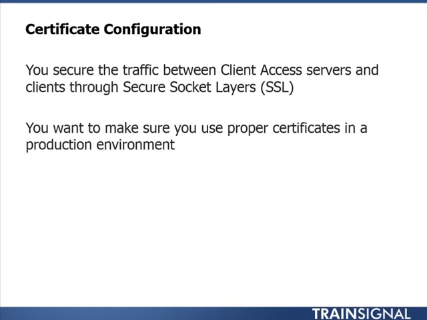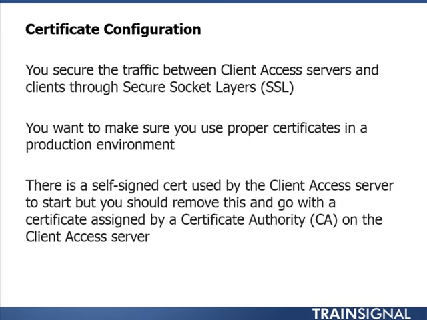Now, you want to make sure that you use proper certificates in a production environment. That's key. There is a self-signed cert used by the client access server when you get started. The client access server and mailbox server have these self-signed certificates, but when it comes to the client access server, you should remove this and go with a certificate assigned by a certificate authority, a CA, on the client access server. Now, why would you want to use a public certificate authority? Well, for one, client computers internally and on the internet already trust the root CA, so certificates can be chained to the root without further configuration.